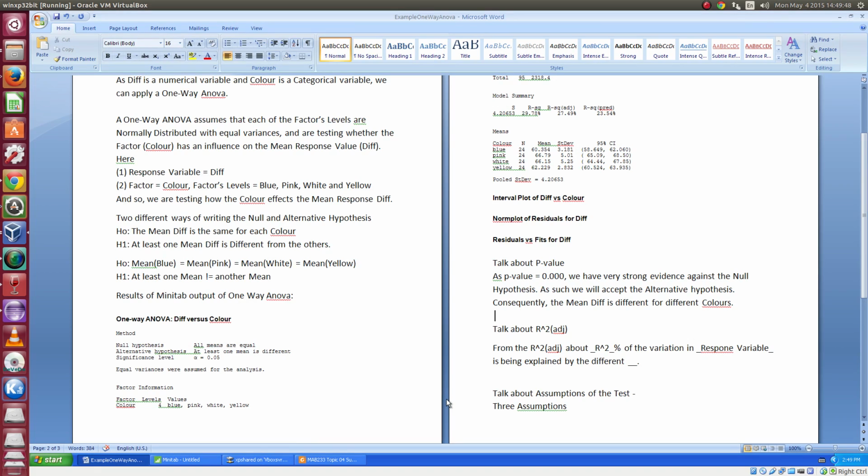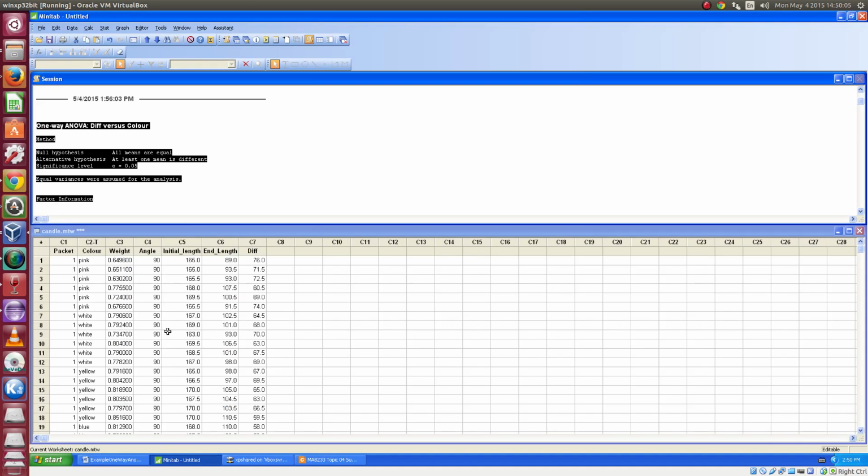Okay, so that's the first thing that we need to talk about. The second thing that we need to talk about is the R-squared adjusted. And what I've done here is I've just included almost like a default response, like a template response where you could include the values within it. But just to give you a bit of an explanation of exactly what the R-squared adjusted means.